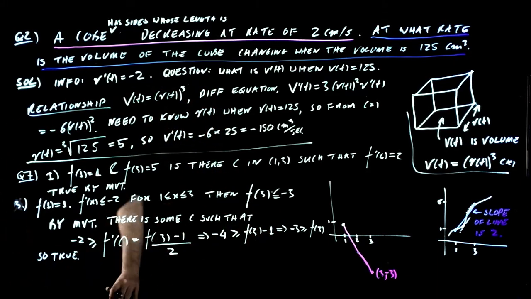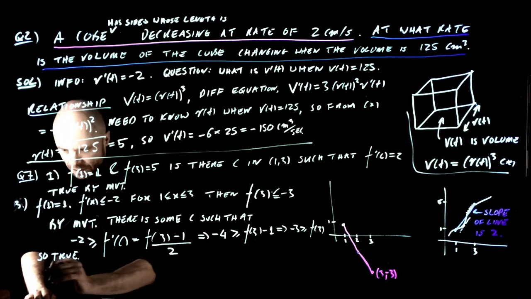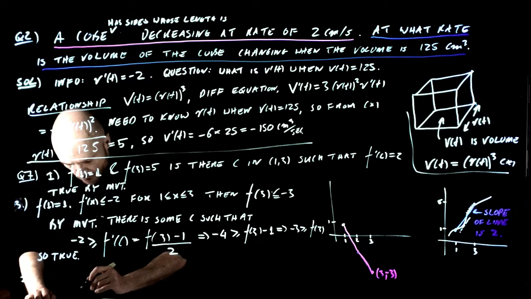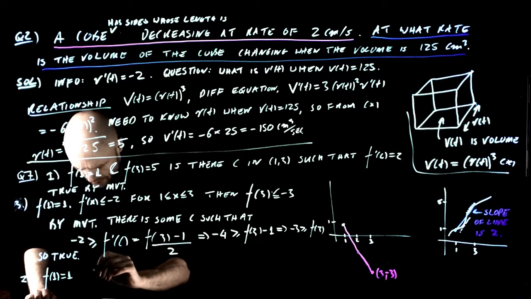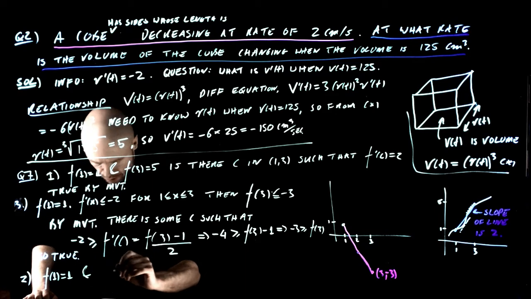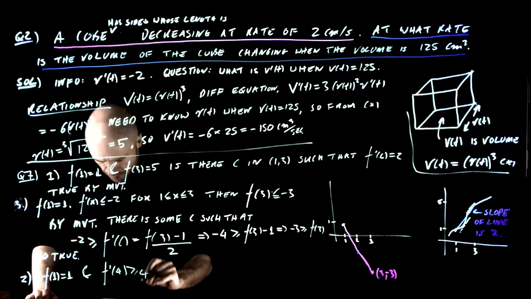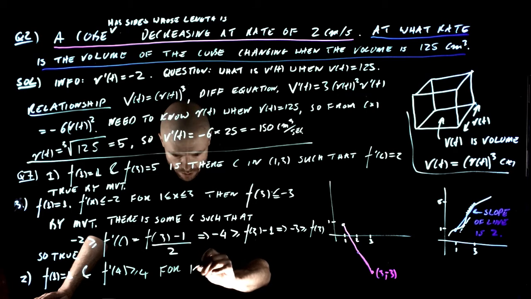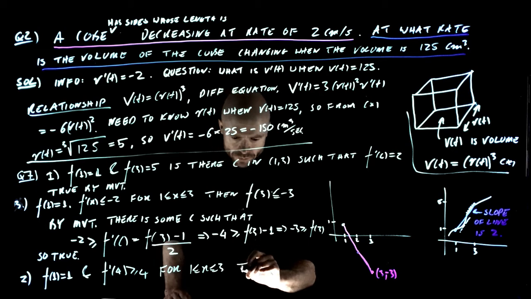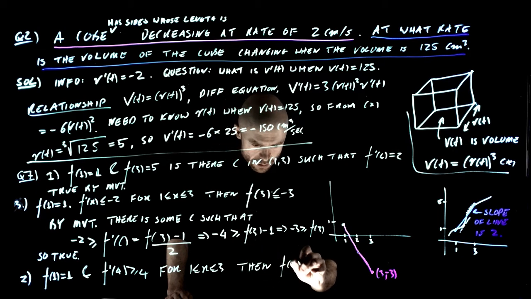Let us do now statement 2 that I accidentally skipped. So statement 2, we have f of 1 is equal to 1, and f prime of x is bigger than or equal to 4 for 1 less than or equal to x less than or equal to 3, then f of 3 is bigger than or equal to 10.